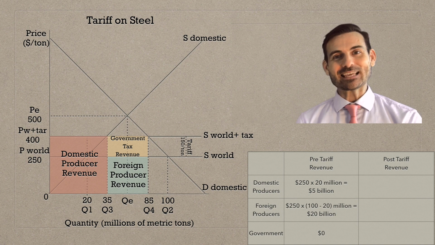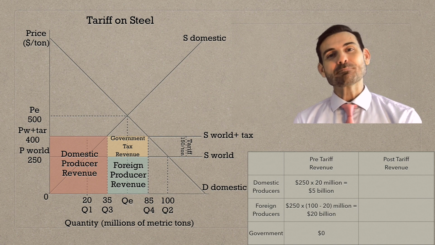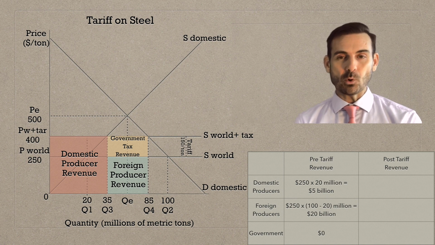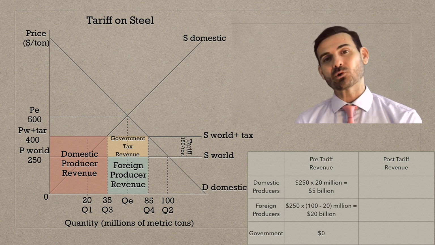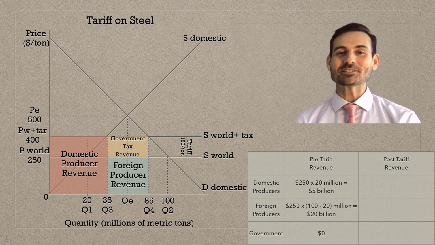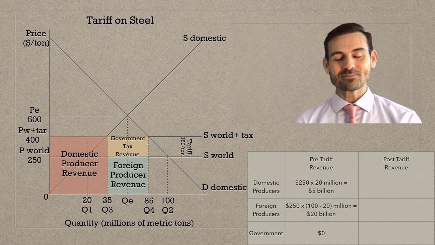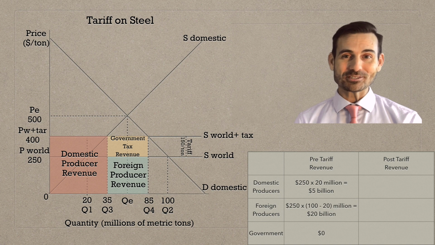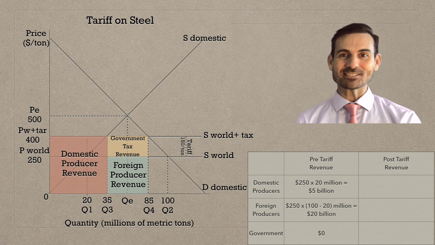Finally, to calculate the post-tariff revenue for the government, we take the distance between the two supply curves, or P world plus tariff minus P world, or the tariff per unit, and we multiply it by Q4 minus Q3, which is the amount that the foreign producers supply into the market. Remember that the government does not tax domestic producers, as a tariff is a tax on imported goods and services.